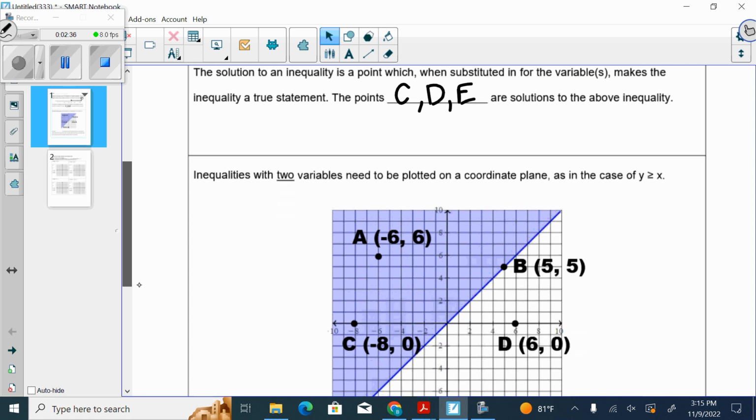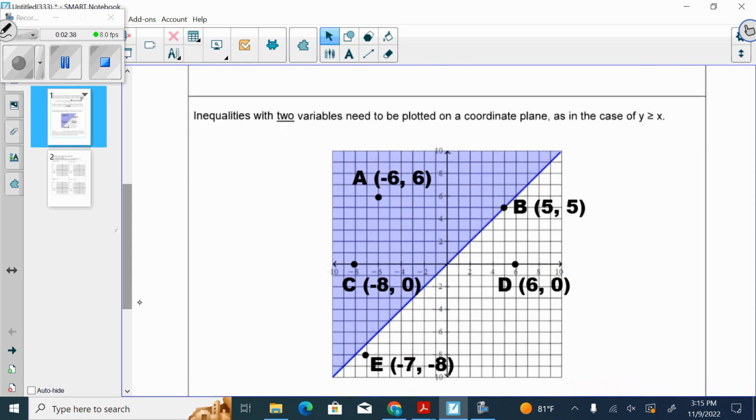So here it says inequalities with two variables are plotted on a coordinate plane. In this example, they plotted y is greater than or equal to x. So this is the same as the equation y equals x. They just changed out the equal sign for an inequality. So that means I graph it the exact same way I would a normal equation.